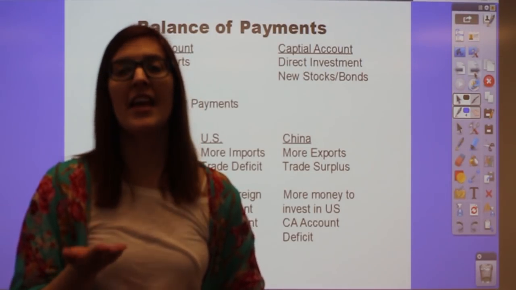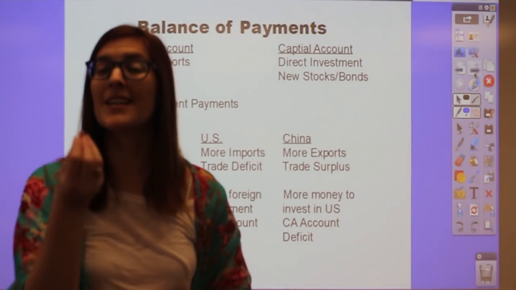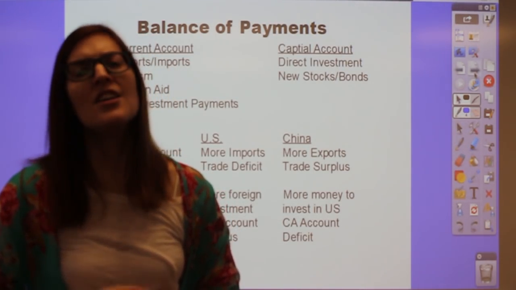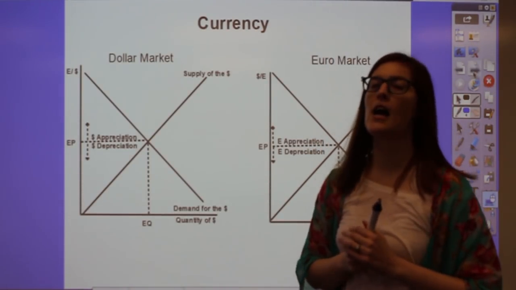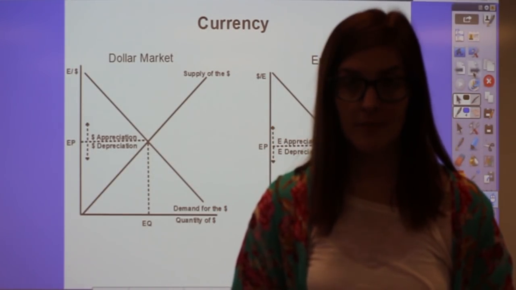If not, then a country will have to borrow money from the IMF or from official reserves because they have to, by definition, balance each other out. So now we know the basics of foreign market. We need to look at how these assets and liabilities end up affecting the value of a currency.